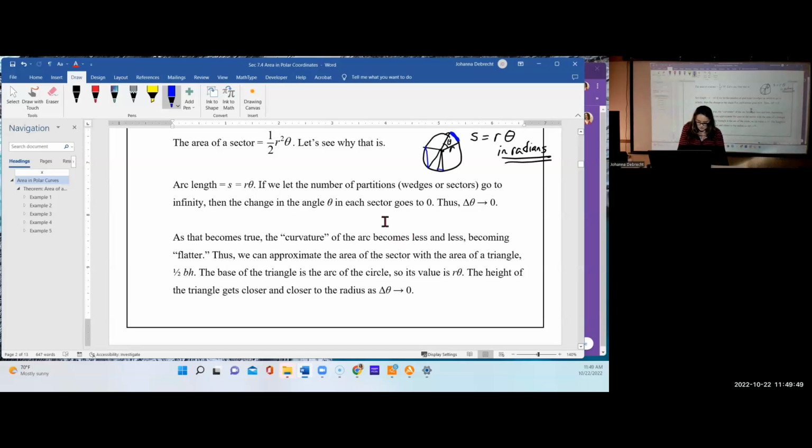So let's take a look at this. Now, what are we going to use then to approximate the base of the triangle? Well, the base of the triangle can be approximated with the arc length.